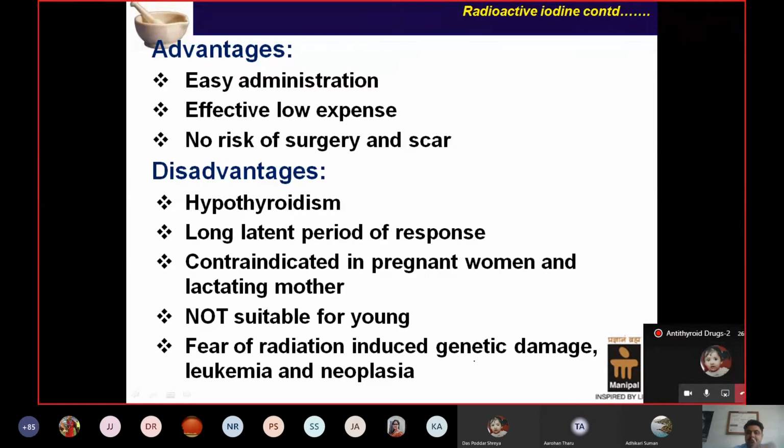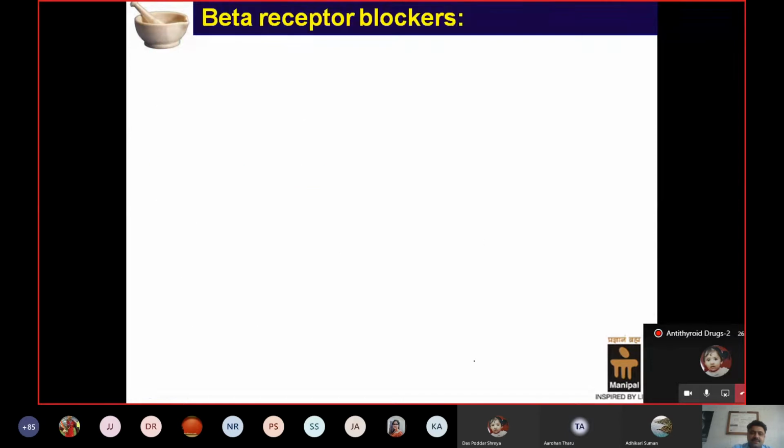I have already said that there will be a chance of hypothyroidism for life, so that is why it is a concern. Fear of radiation-induced genetic damage: even though it has not been proven that radioactive iodine causes genetic damage or mutation of a gene, there is a fear, unproven. So that is why it is a fear of radiation-induced genetic damage.